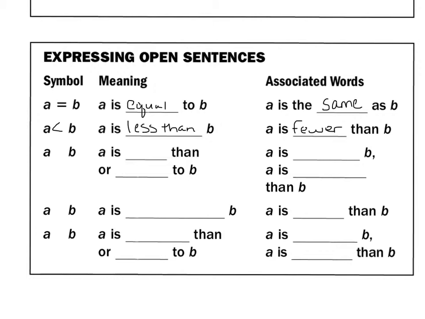Our next one is A is less than or equal to B. So we say A is less than or equal to B. Associated words, A is at most B. A is no more than B.